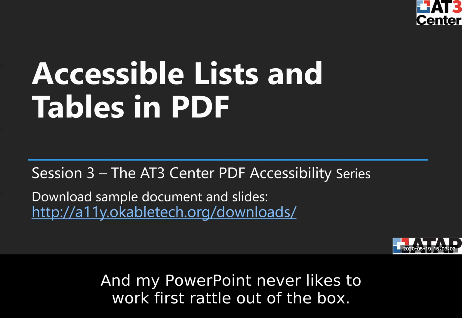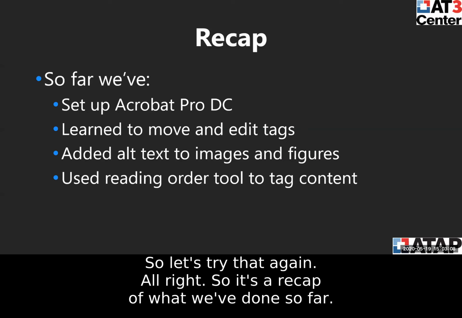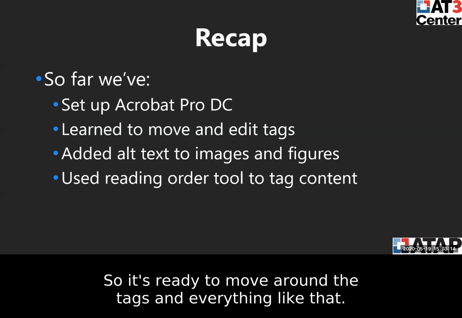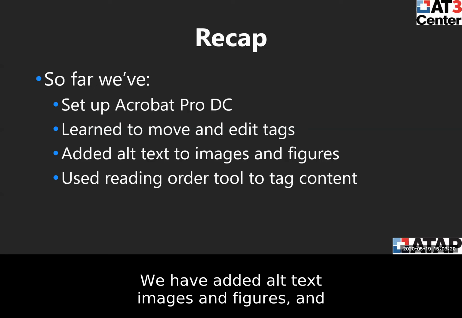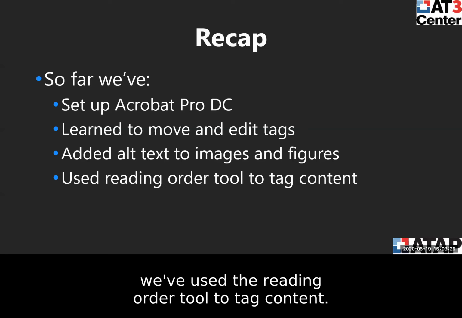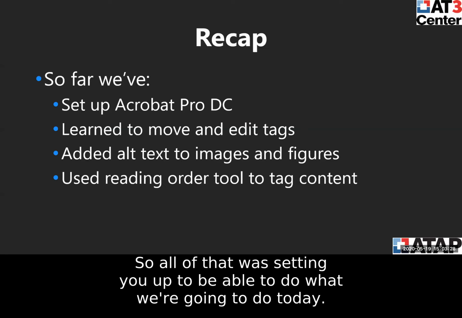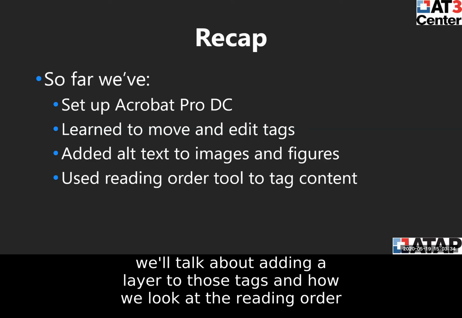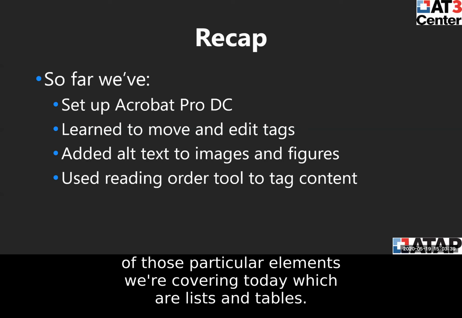And my PowerPoint never likes to work first right out of the box. So let's try that again. All right, so to recap what we've done so far, we've gotten Acrobat Pro DC set up so it's ready to move around the tags and everything like that. We've learned how to move and edit tags. We have added alt text to images and figures, and we've used the reading order tool to tag content. So all of that was setting you up to be able to do what we're going to do today. There's really nothing new to add other than we'll talk about adding a layer to those tags and how we look at the reading order of those particular elements we're covering today, which are lists and tables.